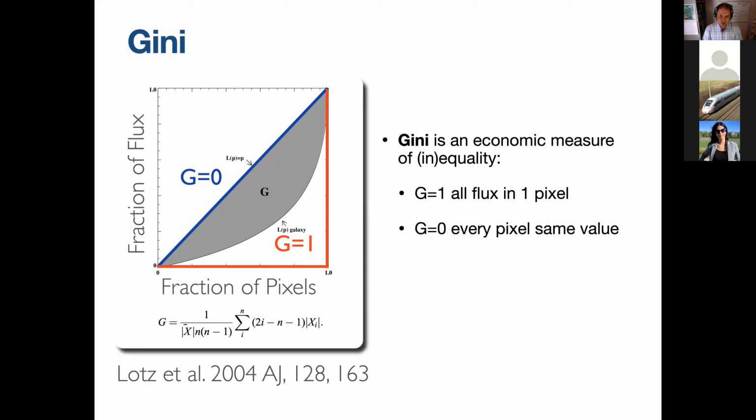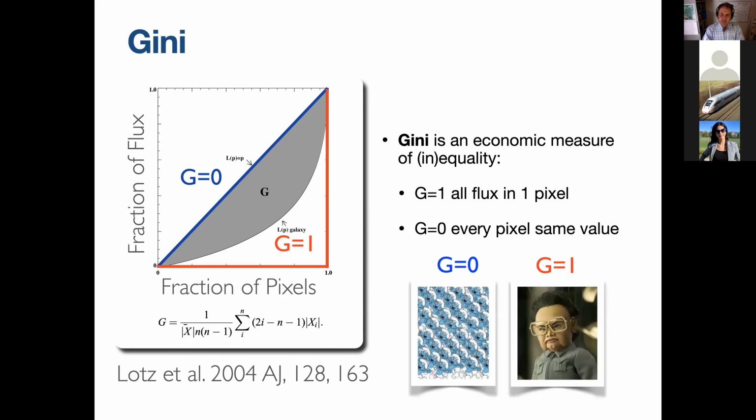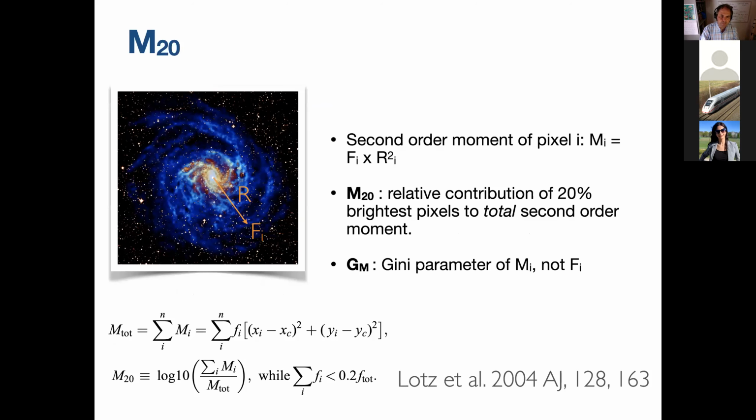As soon as you start having structure in there, some pixels brighter than other pixels, you start going closer to G is 1. If you have a blank image with just an infinitely bright pixel in the middle, then you have G is 1. So galaxies split the difference. They're somewhere between 0 and 1. Think of it as an economic indicator: the Smurfs share everything, so that's a Gini of 0. And if you are Kim Jong-il, you have all the wealth and nobody else has anything, so that's a Gini of 1.